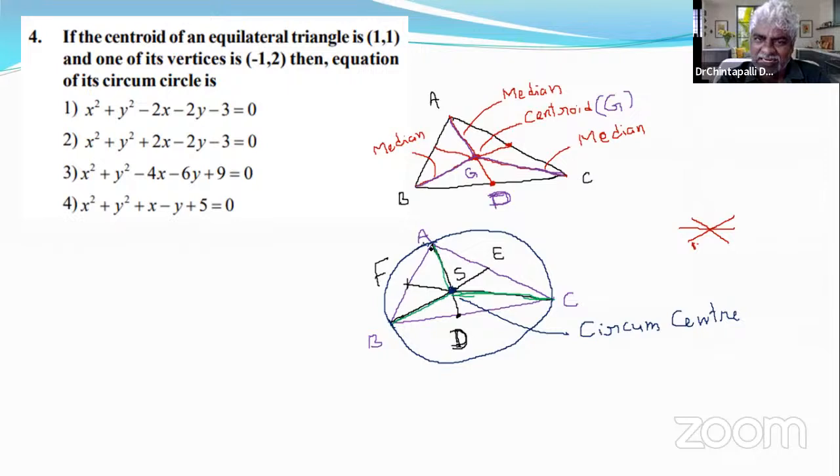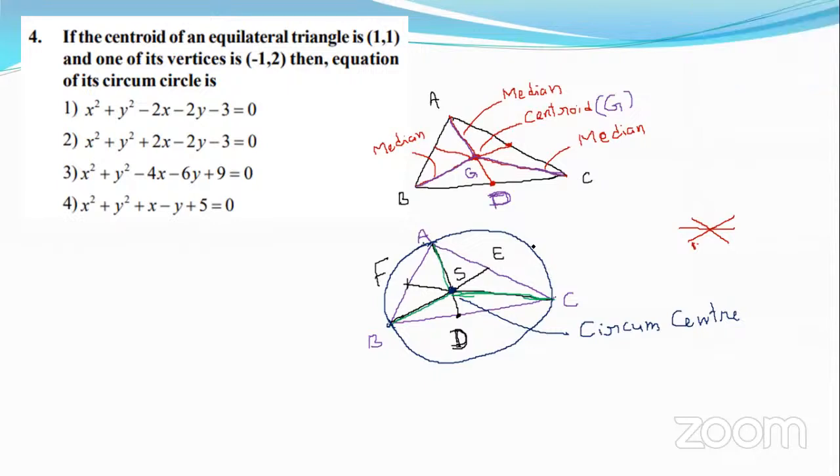If you draw a circle, that circle passes through the three vertices. That's why that circle is called a circumcircle.